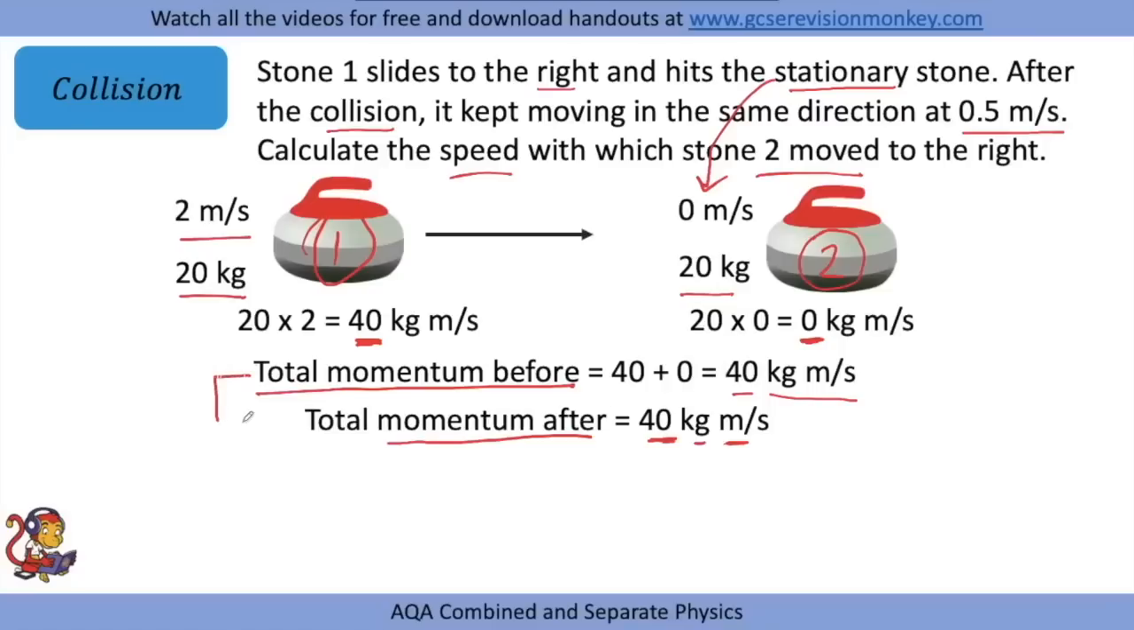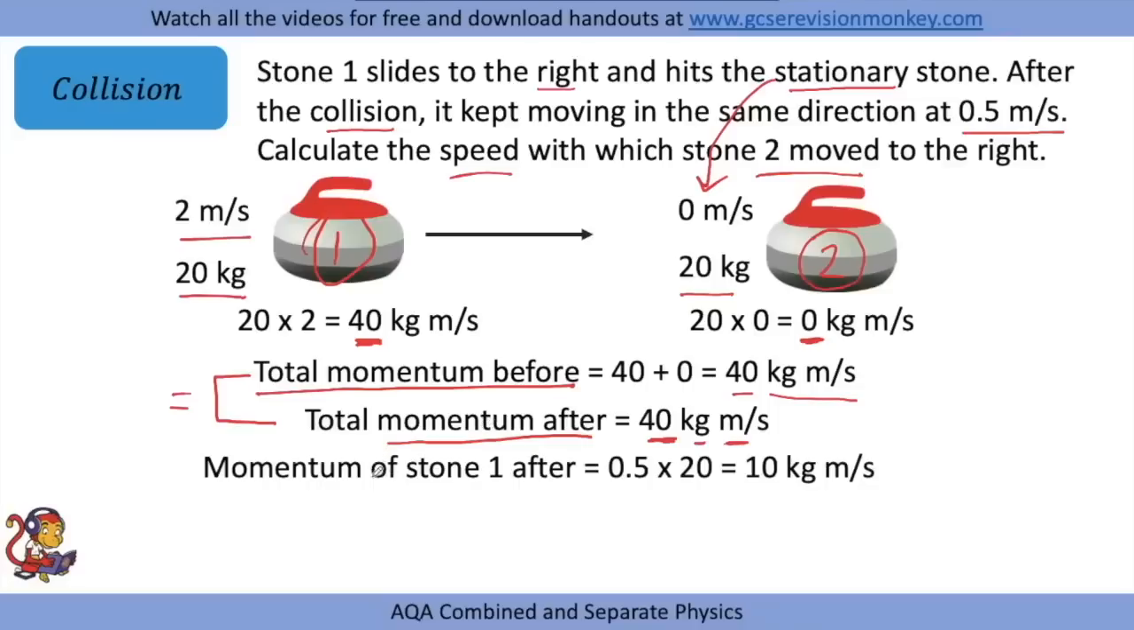That's just through our knowledge of the conservation of momentum, that total momentum before is equal to total momentum after. So now we can calculate the momentum of stone 1 after, because in the question it told us that it kept moving in the same direction, but this time at 0.5 meters per second. It's got the same mass, so it's still a 20 kilogram stone. So this time its momentum is 0.5 times 20. So now its momentum is 10 kilograms meters per second. So that's momentum of stone 1.